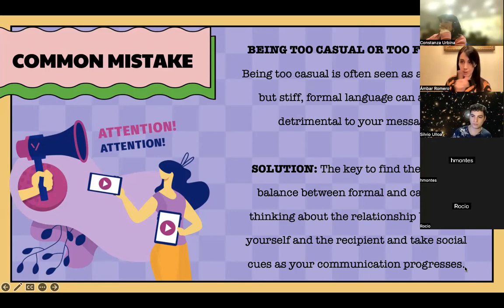Why am I telling you this, Constanza? I saw your hand. Because when I studied abroad, I remember that I sent an email to a professor, and I was very formal first. And then he answered me with a hello. Instead of saying, dear Amber, he said, hello, Amber. So I knew automatically that he was changing the tone from a formal tone to a more informal one. So from that point to the future, the communication changed in a way.